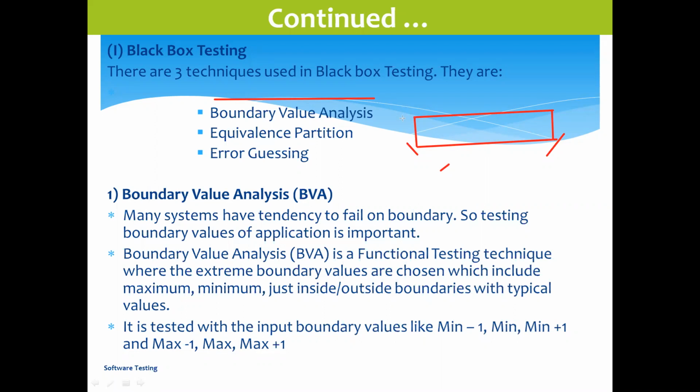If we are checking the length of 8, we check 8 minus 1, which is 7 characters for the username. Then exactly 8 characters, and then 8 plus 1, which is 9. So three lengths we can check in the left boundary. Minimum 8 is the minimum length of the characters for username, and maximum is 40. So in the left boundary, what to check? 8 is the minimum: exactly 8, 8 minus 1 which is 7, and 8 plus 1 which is 9. These three inputs we have to check.